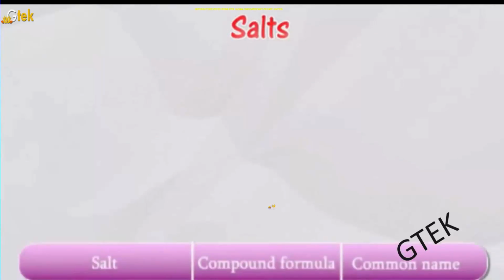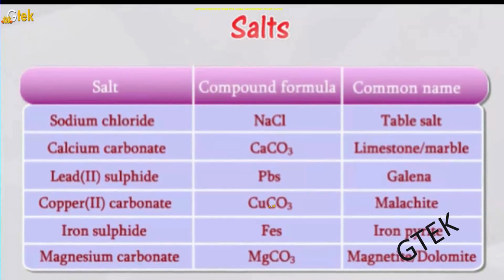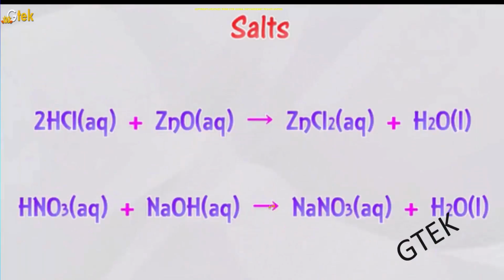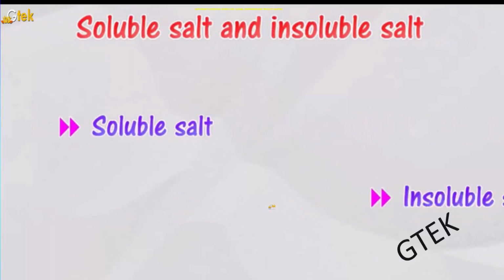If we talk about salt, these are the major salts available and most of the people are using it. You can see your hydrochloric acid with the zinc nitrate will form zinc chloride and water. Two types of salts are available, one is soluble and the other insoluble.